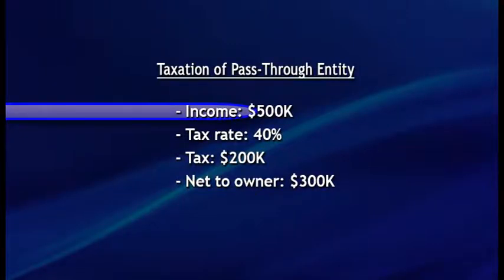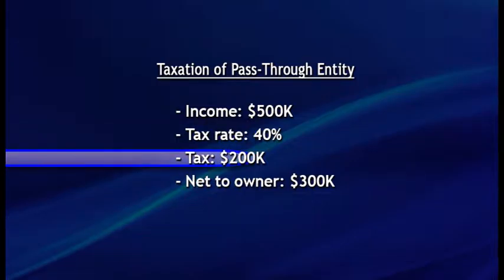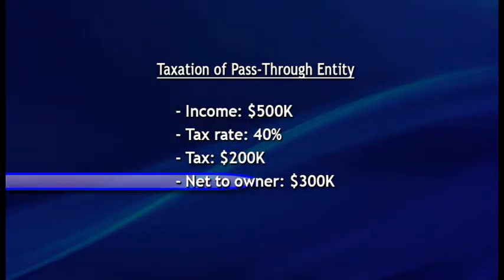Because with the pass-through, all of that income is taxed to me, so that if, let's say, at $500,000, I'm in a 40% tax bracket, that means there's $200,000 of tax. I keep $300,000 after tax.